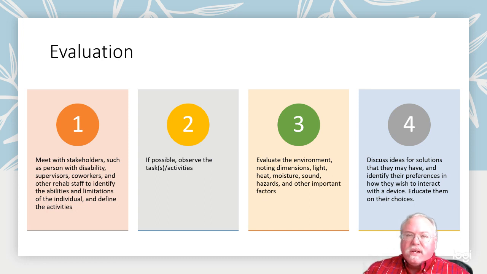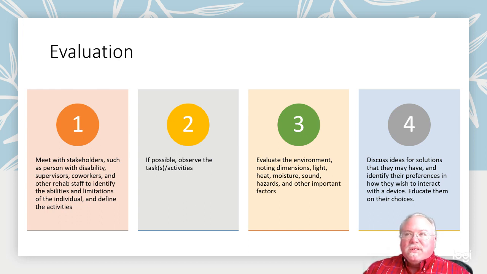If we can't directly observe those tasks, we might try and simulate tasks. So sometimes it's not practical for us to see someone actually doing the work. Sometimes we can't do it. Say we were working with someone who is a scientist and they're performing experiments. We might not be able to be in the room with them when they're doing that, but we would try to simulate that sort of task when we actually do the assessment. During the evaluation, we evaluate the environment as I mentioned. We will note dimensions and light, heat, moisture, sound, and other hazards that we need to be aware of, and other important factors.